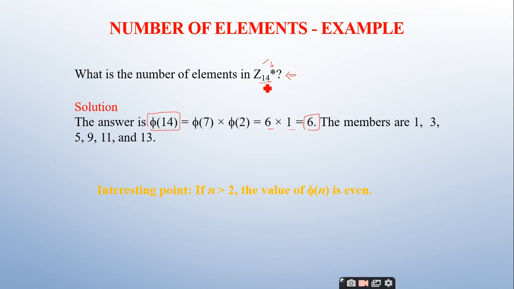So if you find the number of elements present in the Z14 star, I will get only 6 numbers, that is 1, 3, 5, 9, 11 and 13, right. So this is another application of Euler's phi function, where you can find the number of elements in the Zn star. I know what this Zn is: it is the set of least residues of mod n. Zn star means the set of least residues of modular operator n, and those are the elements which have multiplicative inverses. Right? Clear?